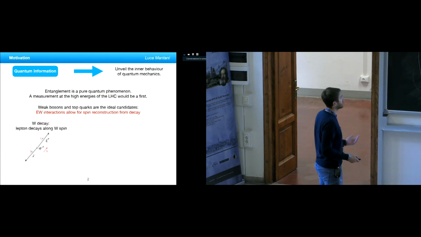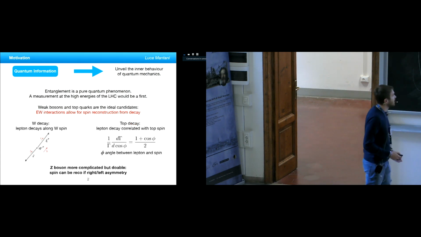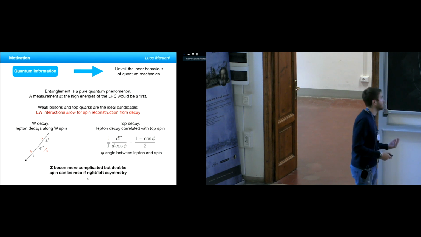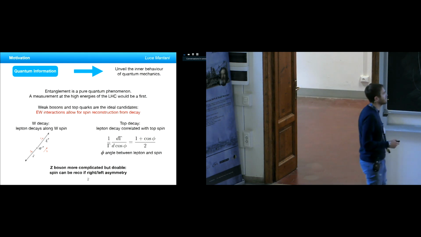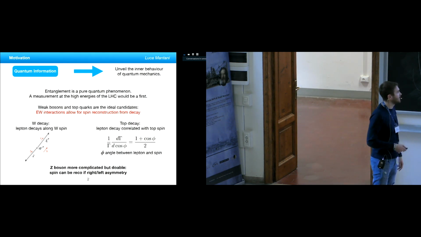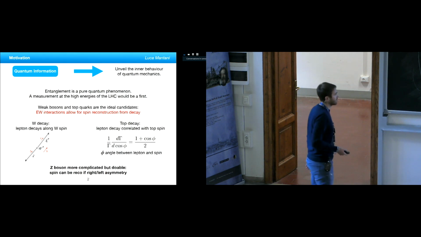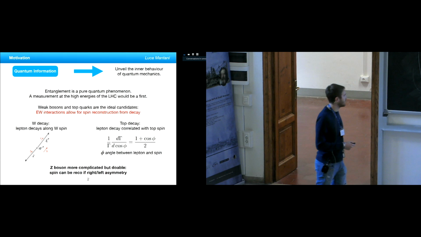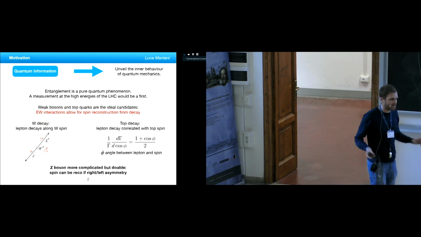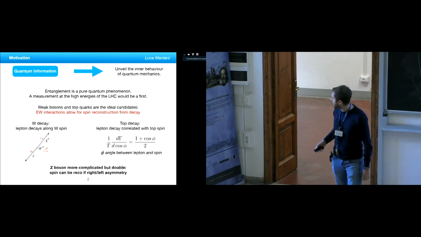And we are talking mostly about top quarks and electroweak bosons because they allow for the reconstruction of the spin through the decay, okay? As we are saying, the W is its own polarizer. The top has the lepton that decays in a correlated way. And then the Z boson actually is more complicated, but it's still doable. In general, it can be shown that the spin can be reconstructed if there is some asymmetry between the left and the right-handed coupling.